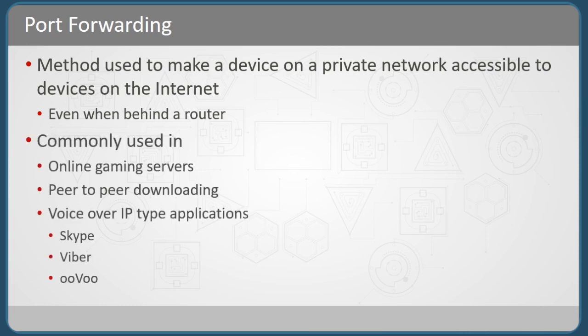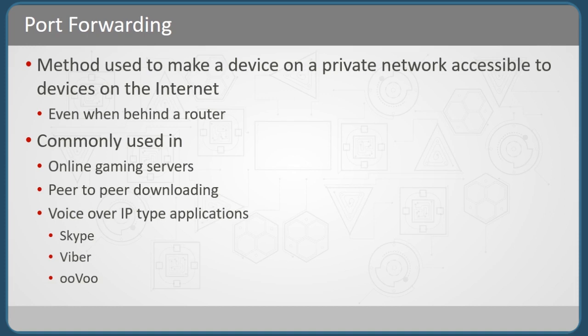Now, this is commonly used in scenarios such as online gaming servers, peer-to-peer downloading, voice over IP type applications, including Skype, Viber, and Vuvu. But the difference between port forwarding and port address translation is more so the application that is being used. I gave the example in the previous presentation of using something like remote desktop to establish a connection through to a server. But in that case, it's up to me to explicitly state this particular port to get to that particular system.